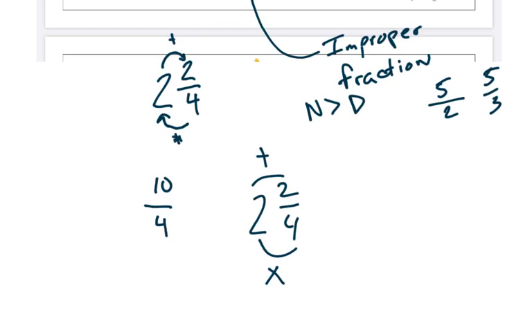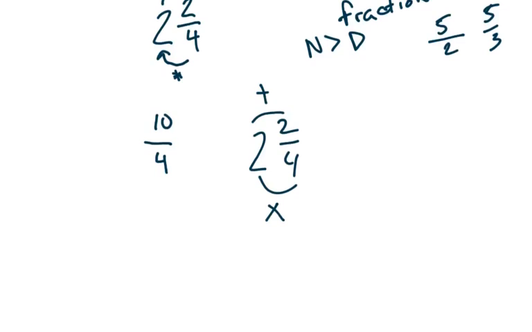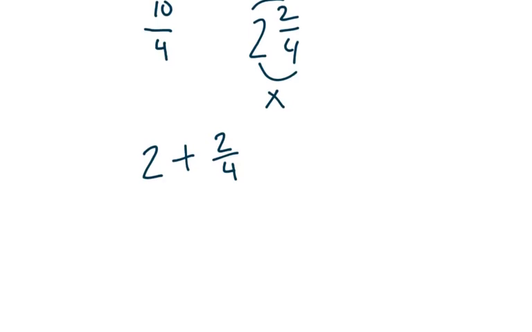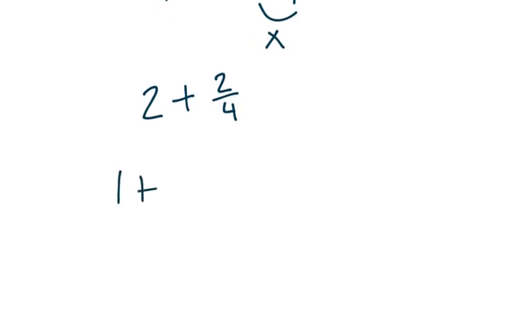And I kind of want to go in a little more depth about why this is the case. And that's because 2 and 2/4 is 2 plus 2/4. But 2 is 1 plus 1 plus 2/4. And what we need to realize is that 1 is just 4 out of 4, right? And 1 is just 4 out of 4.